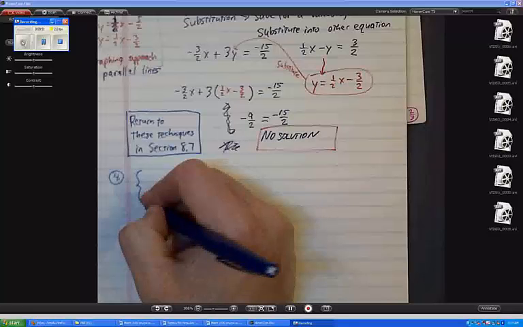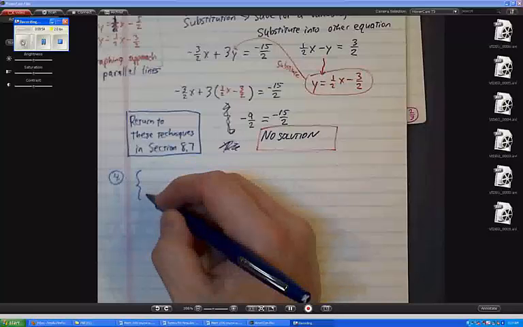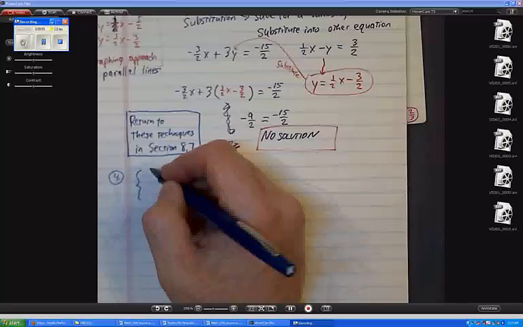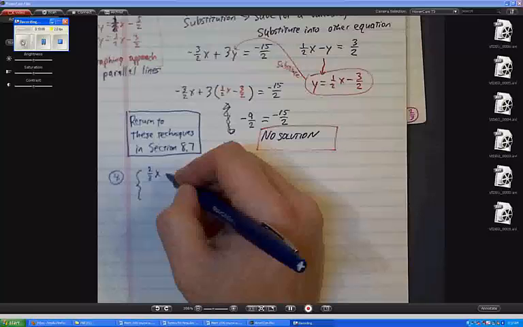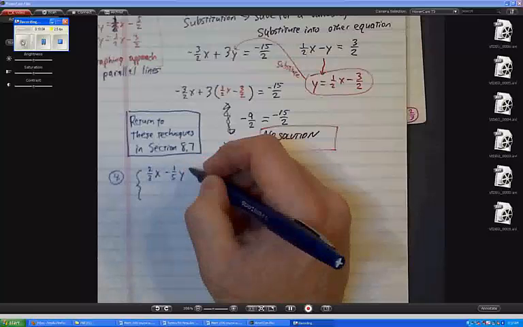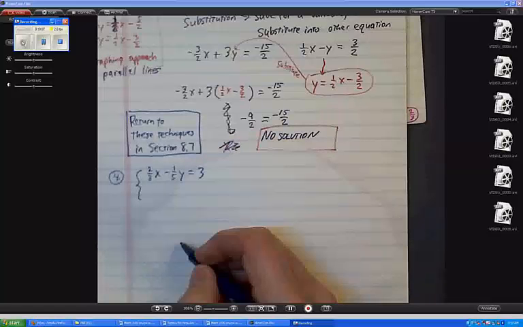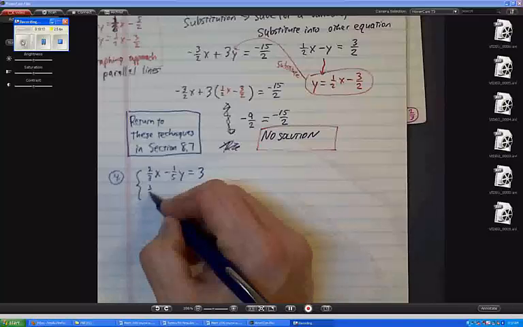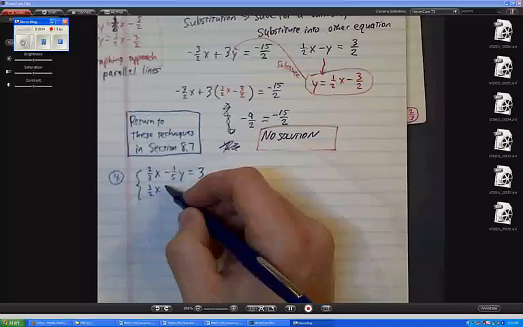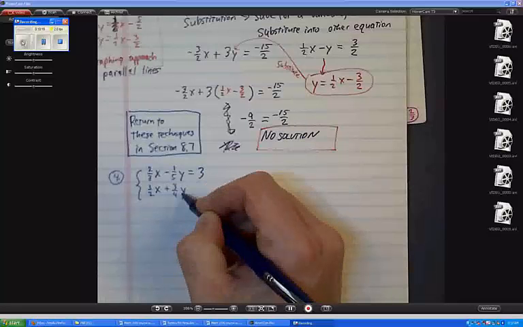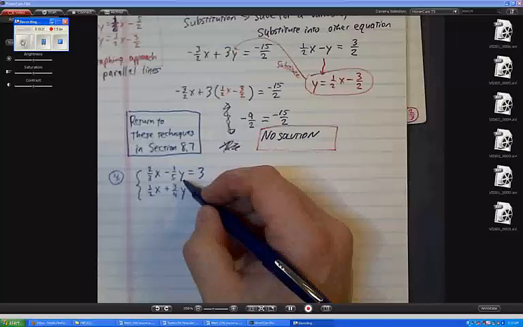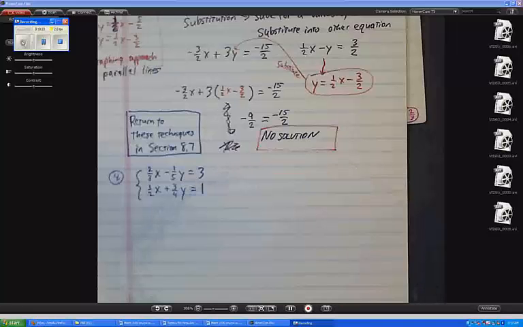Number 4, we have 2/3 x minus 1/5 y equals 3. And I have 1/2 x plus 3/4 y equals 1. And I don't like this problem already.